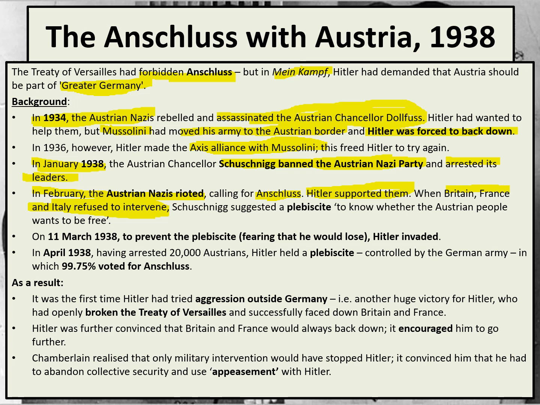Schuschnigg decided that there should be a plebiscite. So he said, he's the Chancellor of Austria, he's the man in charge, and he said, okay, if you want to take over my country, do it legally. Let's see what the Austrian people want. Do they want to be ruled by Hitler? Do they want to be part of this Greater Germany? As he said it, to know whether the Austrian people wanted to be free. So on the 11th of March 1938, to prevent the vote, the plebiscite, Hitler invaded.